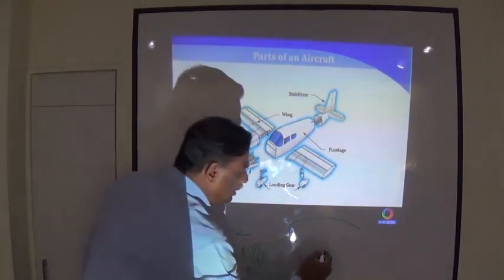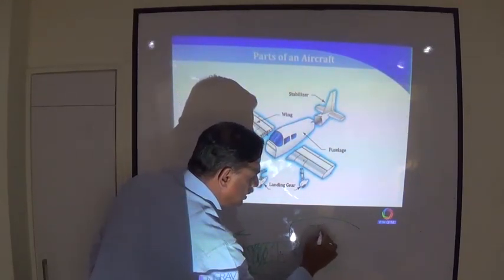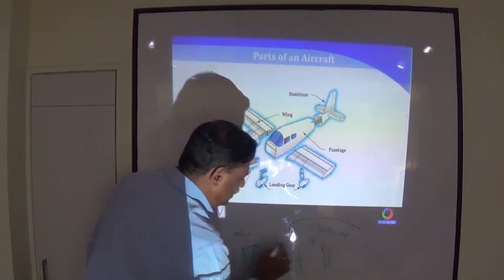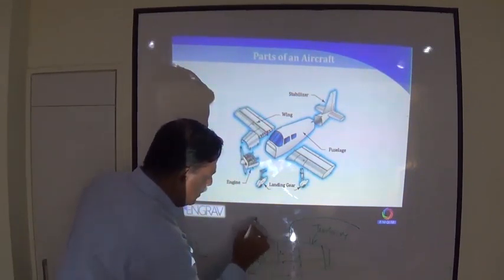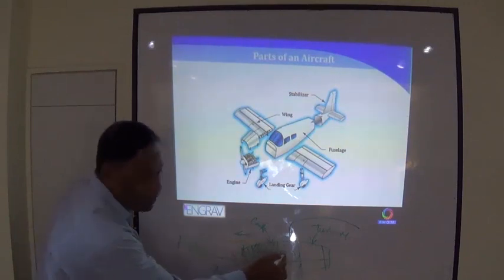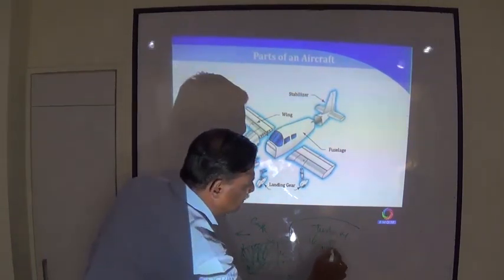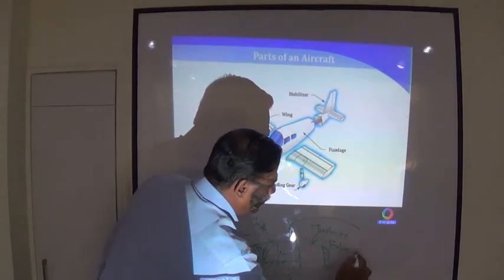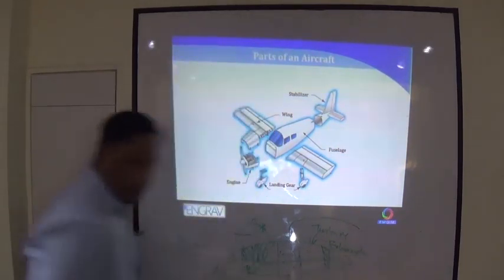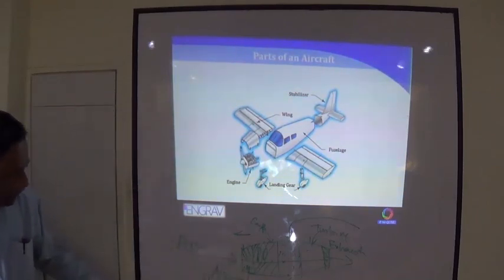And after that, this is the turbine section. This is called the turbine, and this is called the compressor. So you have an air intake, a compressor, a combustion chamber, a turbine, and this is called the exhaust. And the burned air goes out. So actually this is the situation.